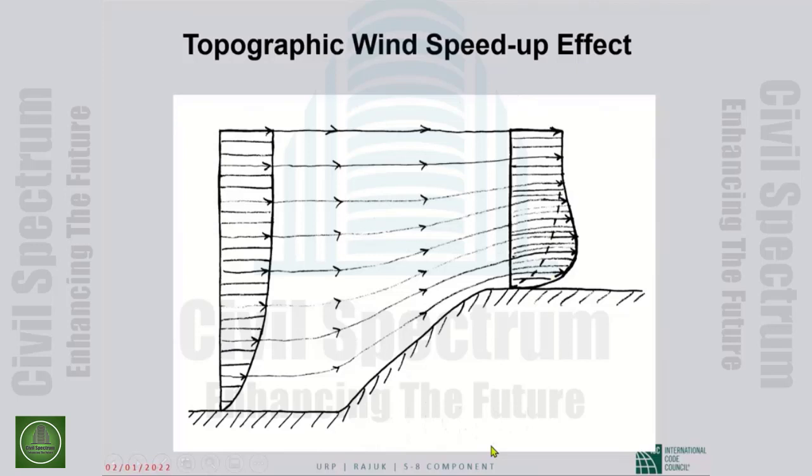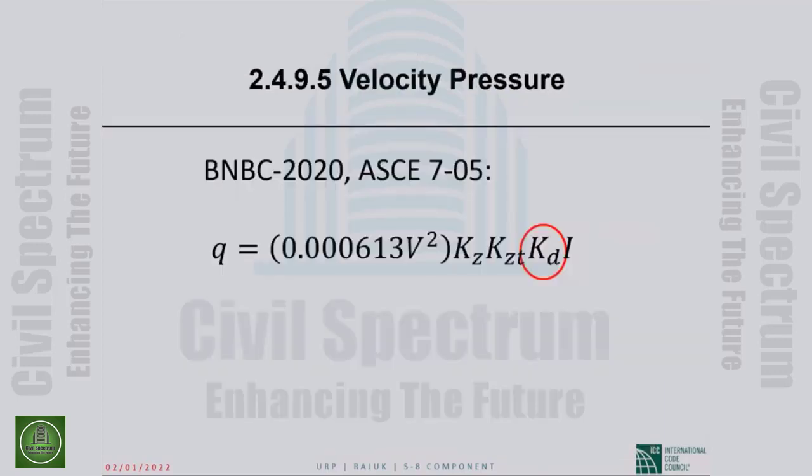We have to account for this fact for structures located on the upper half of a hill, and that is done through the K sub z t factor. Of all the factors, that is kind of the most complicated. I will show you the details, but I probably will not have time to go into the details.